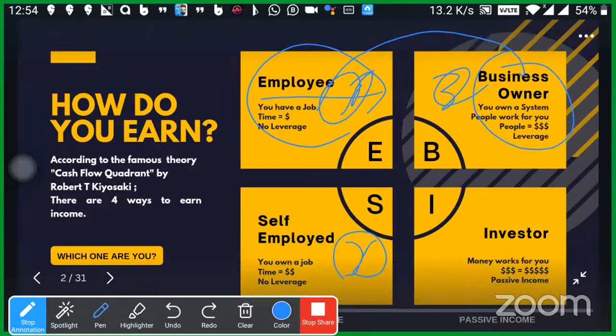So how do business owners earn? You must agree, if you are an employee, if you are in a job working for a company, you must have an ultimate boss that owns the company, a superior boss, and no matter how hard you work, you cannot earn more than the boss. You cannot earn as the boss is earning. Why? Because you are limited. Your income is limited to the hours, to the time that you work.